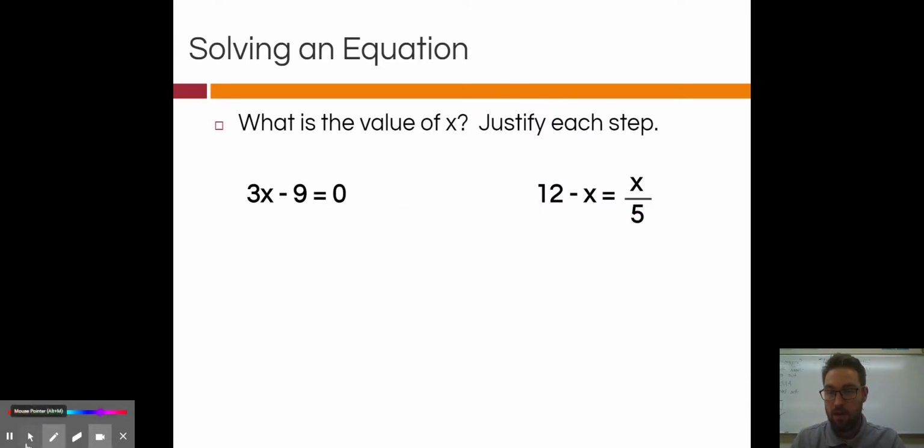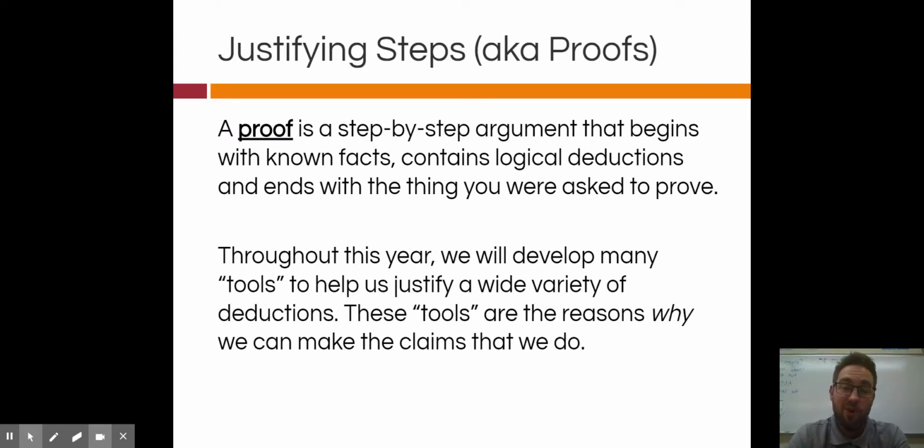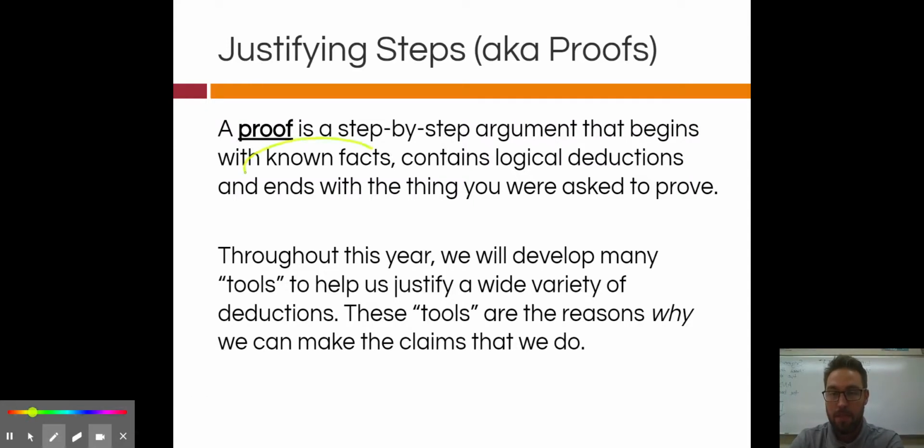Let's kind of explain this. So justifying steps, which is also known as a proof. A proof is a step-by-step argument that begins with known facts, contains logical deductions, and ends with the thing you were asked to prove. So some big words in there. Arguments. So you are going through a thought process and you are defending why you are doing each thing.